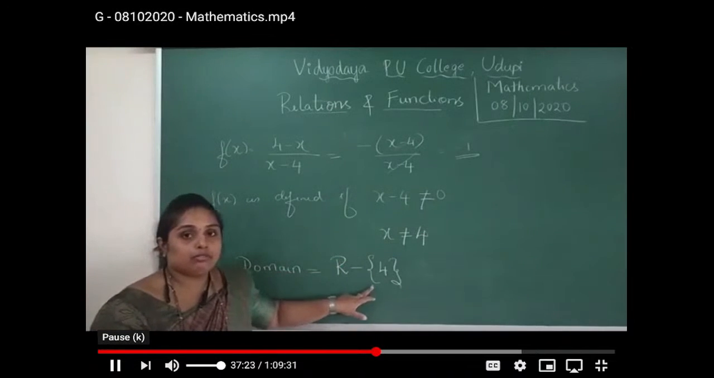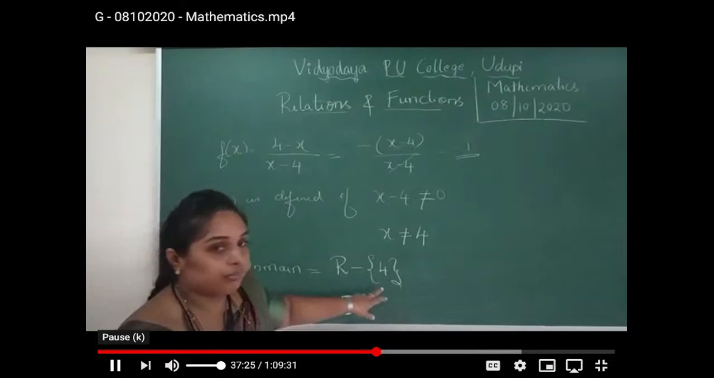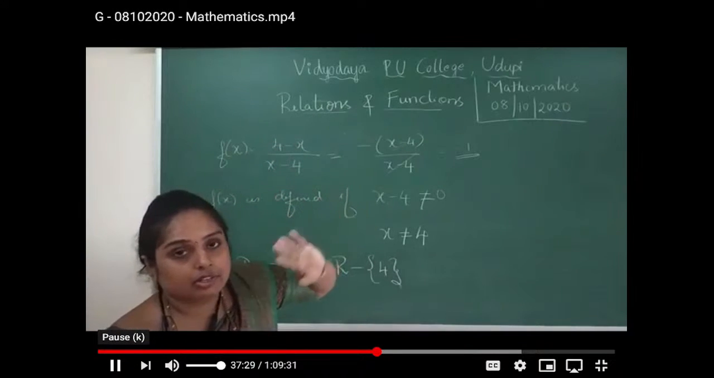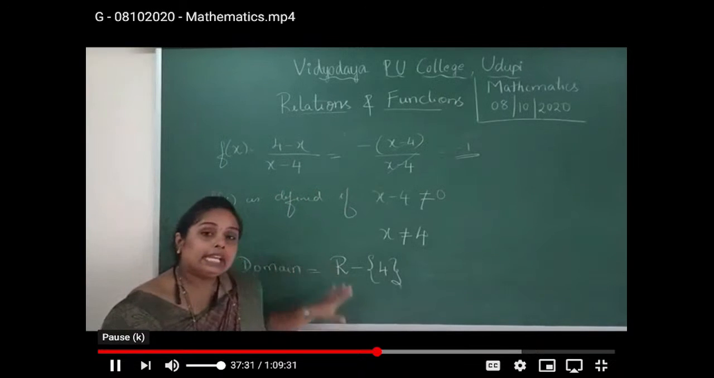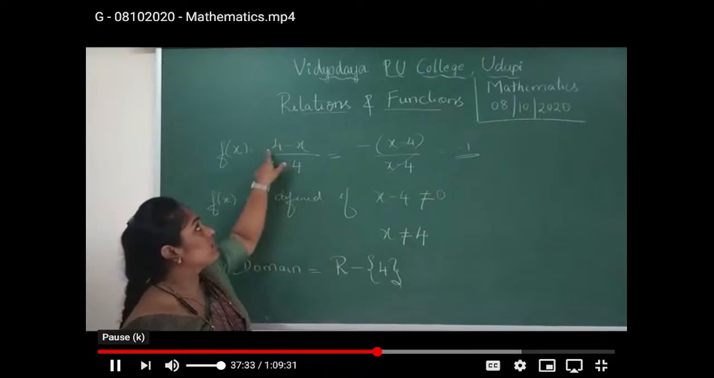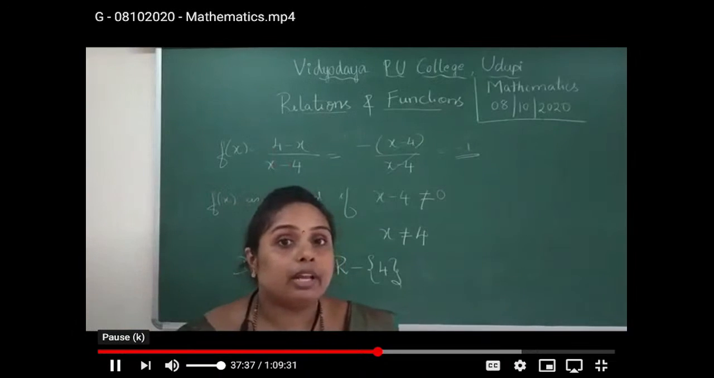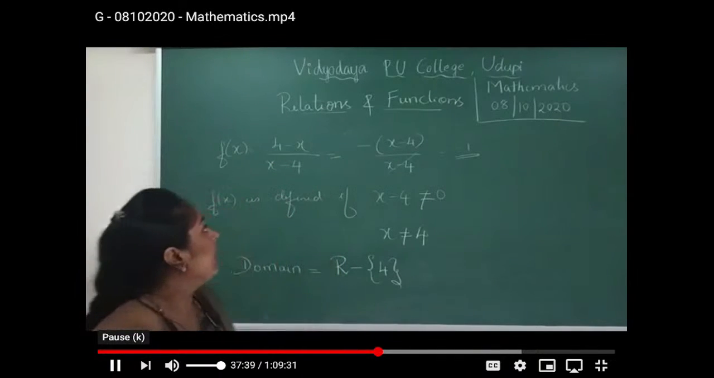So whatever real number you put, excluding 4. Domain is real number excluding 4. Whatever, you can't put 4. You understood, right? If you put 4, 0 by 0 form, not defined. Okay. So any real number if you substitute in the place of x, your range will be always minus 1.